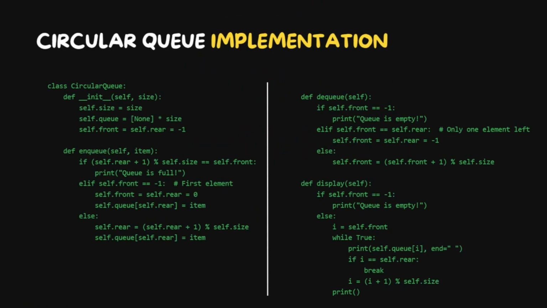This is the Python code to create a circular queue. This function will initialize a queue with a fixed size, and this function will add elements while handling circular indexing. This function removes elements and updates pointers, and the display function prints the queue elements in order.